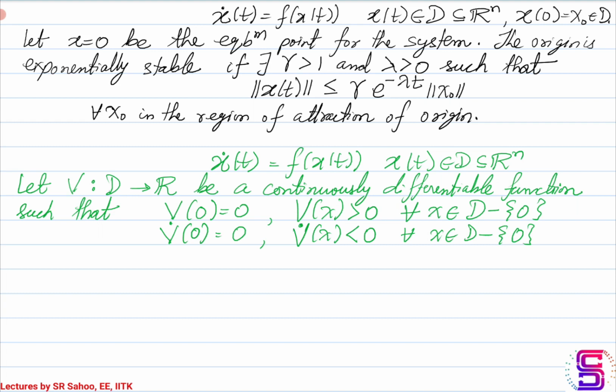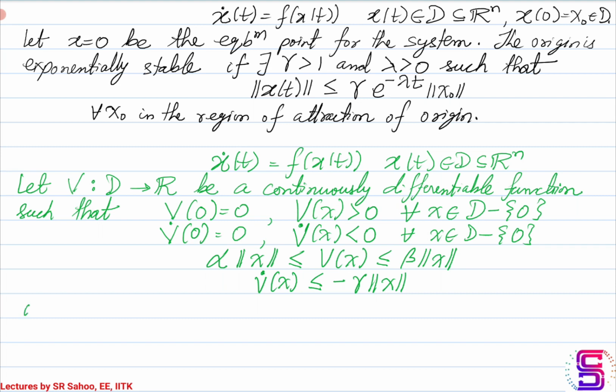In addition to this, alpha norm of x should be less than or equal to V of x, which is less than or equal to some beta norm of x, and V dot of x is less than or equal to minus gamma norm of x. Please note that the order of the norms in this case will be the same, with alpha, beta, gamma, all of them being greater than 0. So let V be a continuously differentiable function such that it is positive definite, V dot is negative definite, and you can find a lower bound and an upper bound on V in terms of the norm of x and an upper bound on V dot in terms of the norm of x. Suppose you can do this.